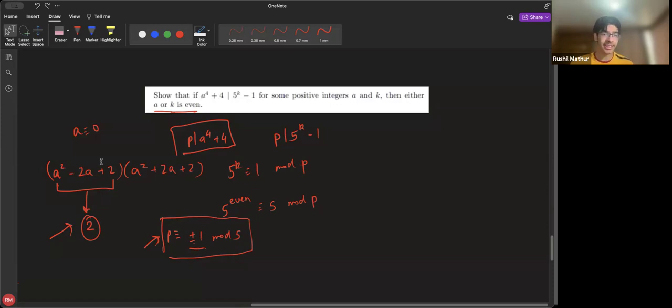But then if we use the factorization of a to the 4 plus 4, which is pretty cool, then on putting a equals 0 here, you just get 2 in this bracket, 2 mod 5. But that can't happen if all your prime factors were just 1 or minus 1, because 1 times minus 1 times minus 1, etc. can only lead to 1 or minus 1, can't lead to a 2 mod 5.